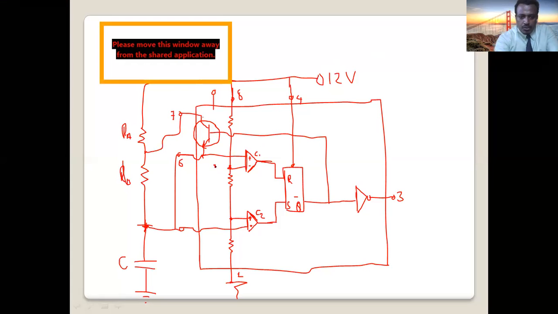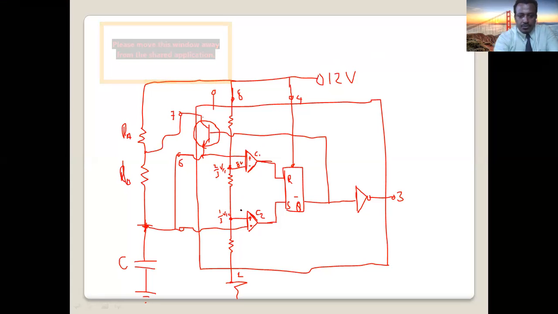Okay. Now, this 12 volt, as you know, is divided 2/3 here. Here we have 2/3 of VCC. So 2/3 of 12 volt is 8 volt here. 1/3 of VCC here. Always, we have discussed this last time. So 1/3 of 12 is 4 volt.